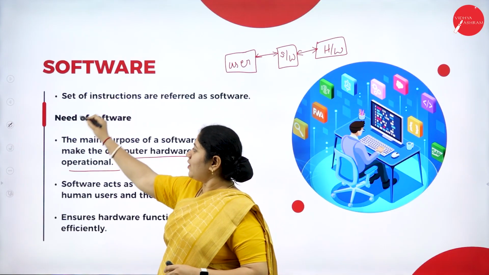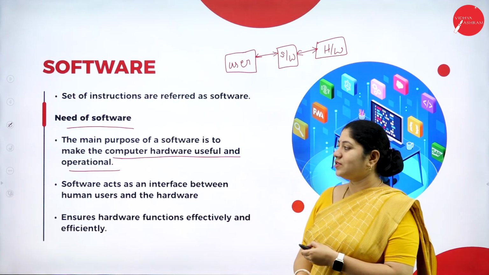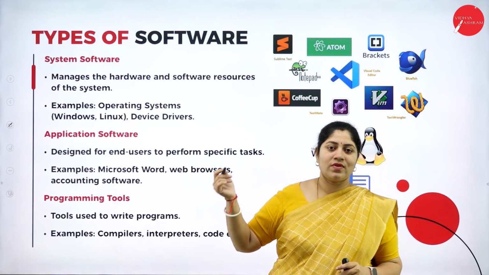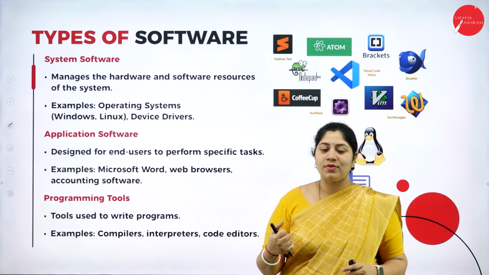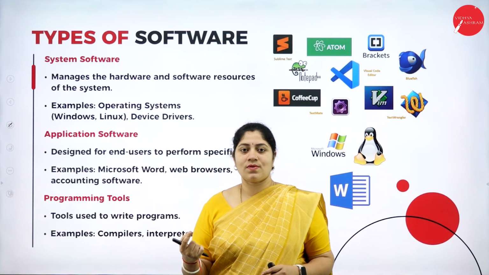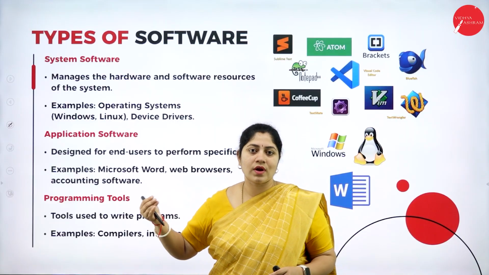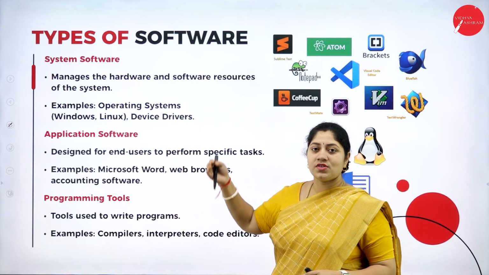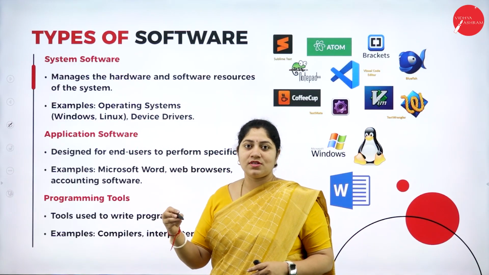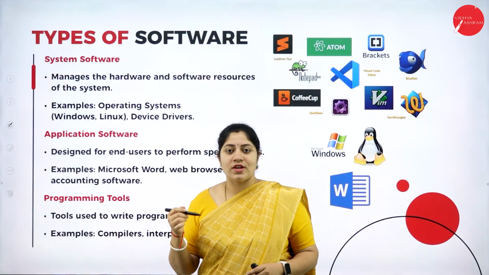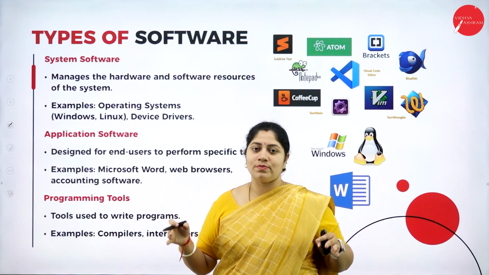We have understood software as well as the need of software. Now let's move forward and understand the different kinds of software we have. We have three different kinds of software. The first type is system software, the second is application software, and the third is system utility, or we can also call it programming tools. Now let's see what system software is. As the name itself says, system software is very useful in order to maintain the hardware and software of your complete computer system.